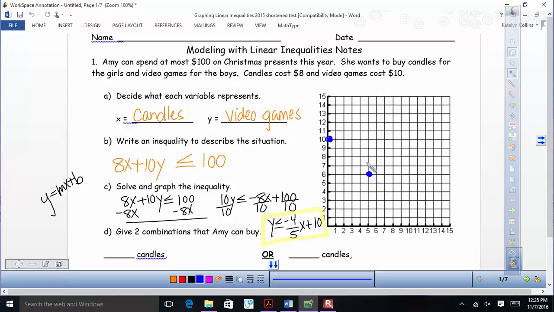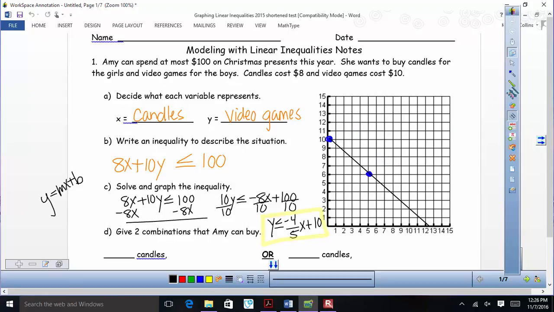On Friday we figured out, are we going to have a solid or a dotted line? If it's less than or equal to, is it solid or dotted? Solid. It is solid. So you would want to draw a line through both of those all the way. Make sure you draw it all the way across your graph.